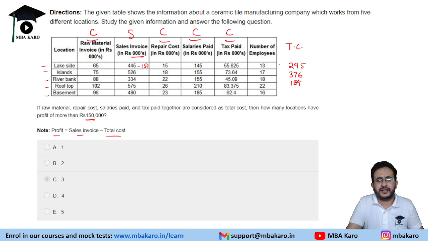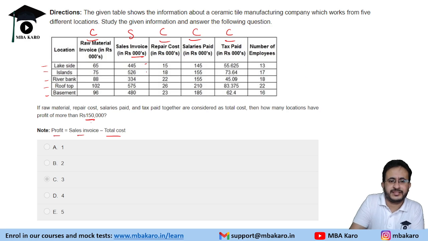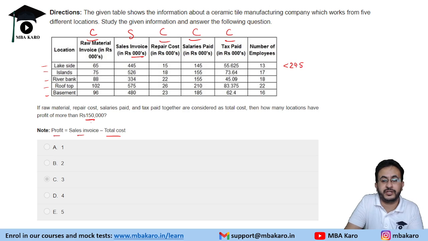Or you can think the other way around: if you do not want to calculate total cost, because this may sound confusing, let us just see this key. The parameter that you should have is that the cost should be less than 295, or these numbers which I have written should be less than 295. Then only you will have a profit of more than 150. Cost should be less than 376. Cost should be less than 184.